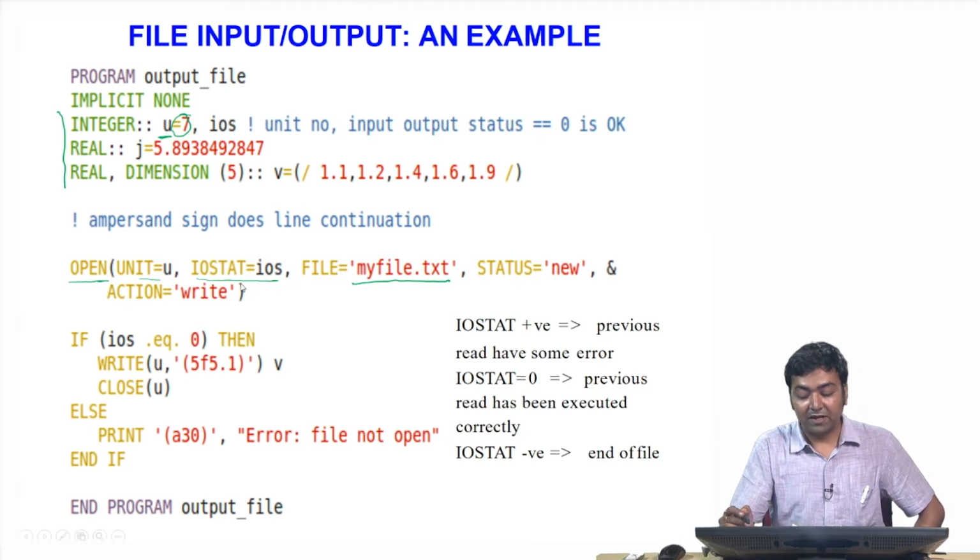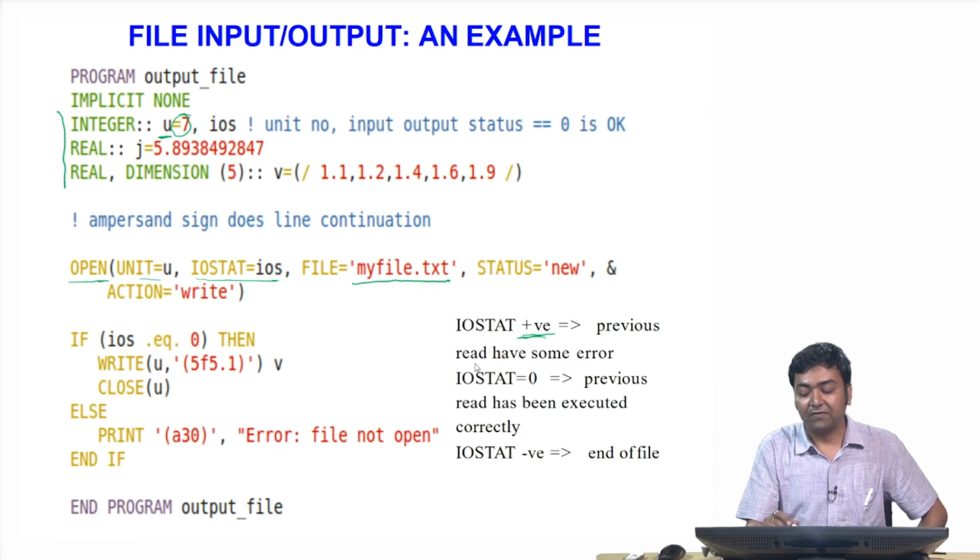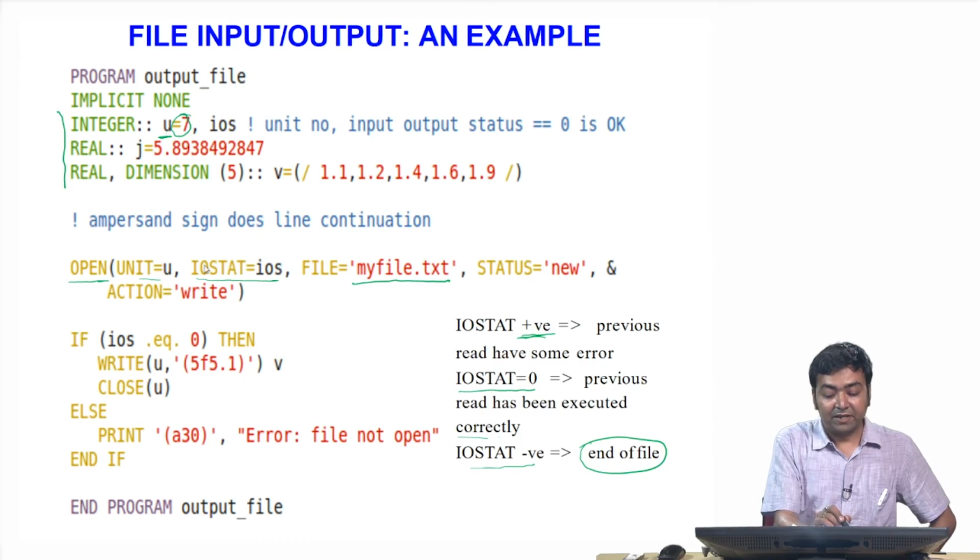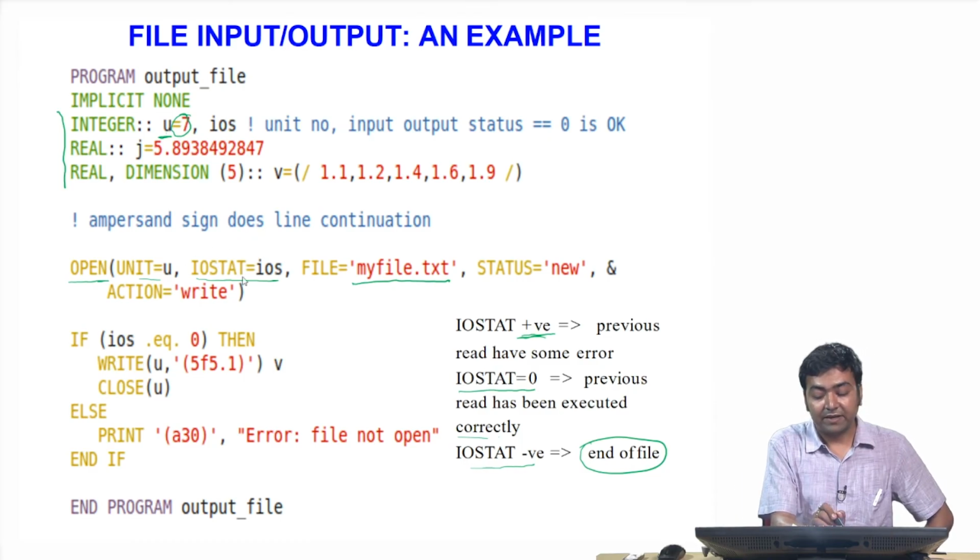So iostat typically can take 3 types of values. If it is a positive number, it tells that the previous time we tried to read this file, there was some error. IOStat equals 0 means the previous read has been executed correctly, and IOStat negative means that the end of the file has been reached. There are no more lines to read. So basically this variable gives the status of the file.